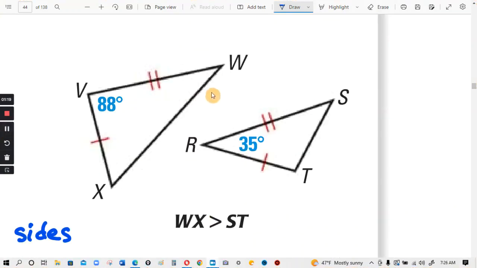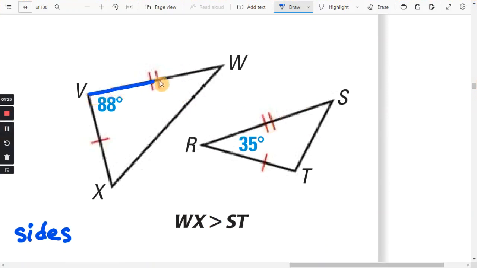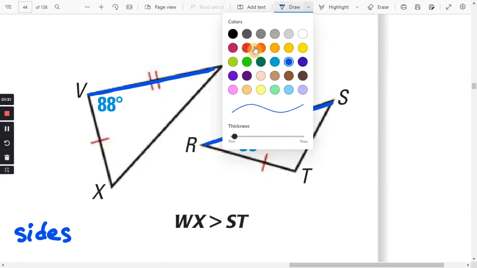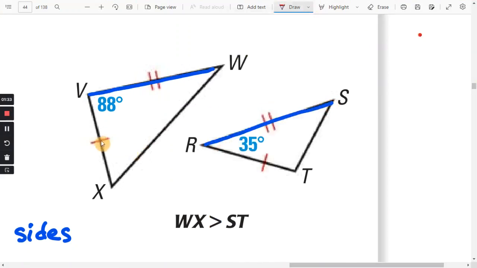All right, now if you see in the diagram, see the two notches here and the two notches here. So this side is congruent to this side. They're both the same length. All right, and notice on the other side, one notch here and one notch here. So this side right here matches this side right here. They are congruent or the same length.